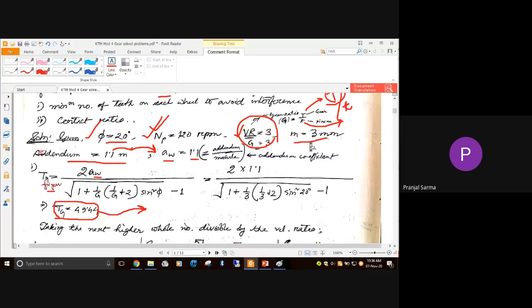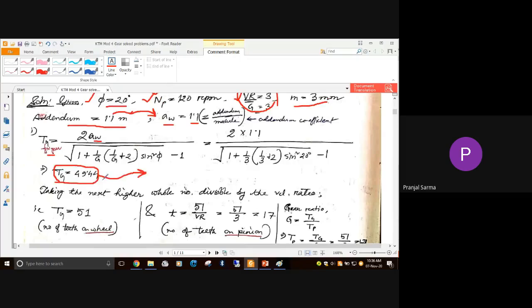So 49.44 we have obtained. It cannot be a fraction, it has to be a whole number, and it has to be divisible by 3, because the velocity ratio we have to obtain as per the question is 3. So we consider the next higher whole number which is divisible by the velocity ratio. After 49, 50 is not divisible, so 51 is the actual number of teeth that we have to obtain. So the final, actual number of teeth on the gear is 51, which is also divisible by 3. Understood?